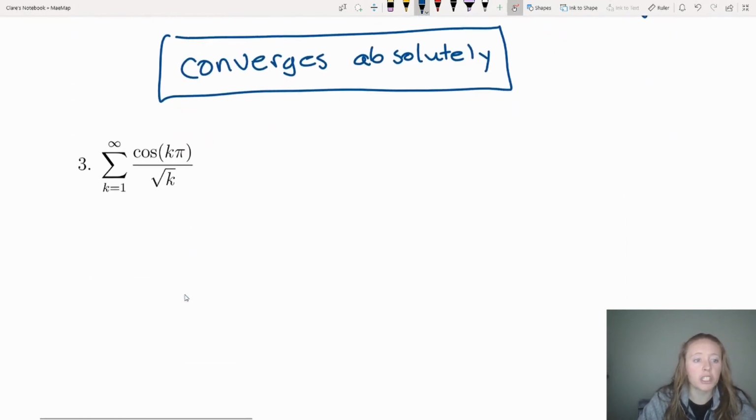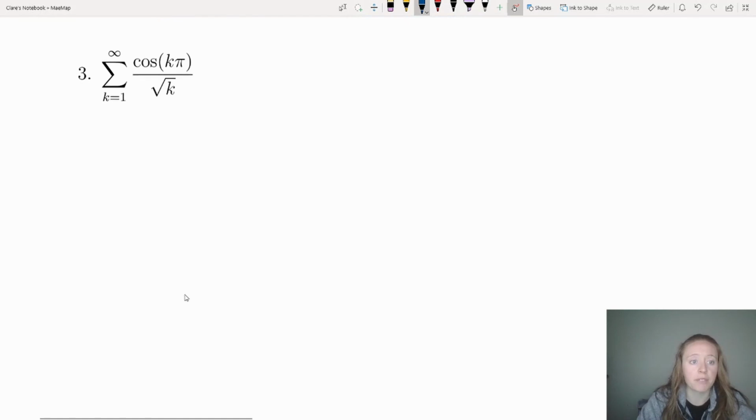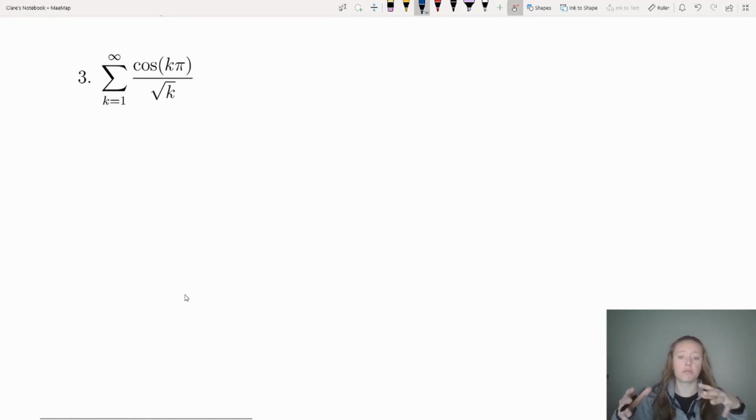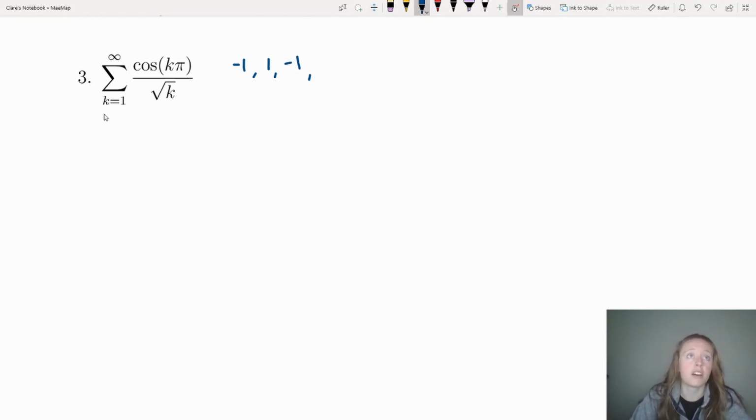And lastly on this worksheet, let's look at number 3. Number 3, throwing some trig at you, but it's really not that scary. Because think about the cosine of something times pi, where that k is just integer values. Well, think about plugging in a k value of 1. That's going to be the cosine of pi, which is -1. And then plugging in 2, cosine of 2 pi is 1. 3, cosine of 3 pi is -1. 4, we're going to get 1, and so on.